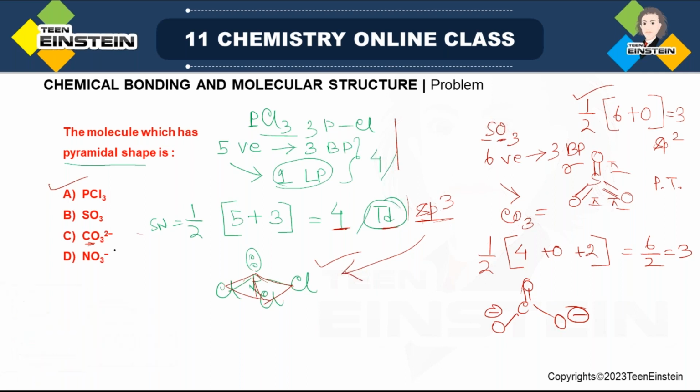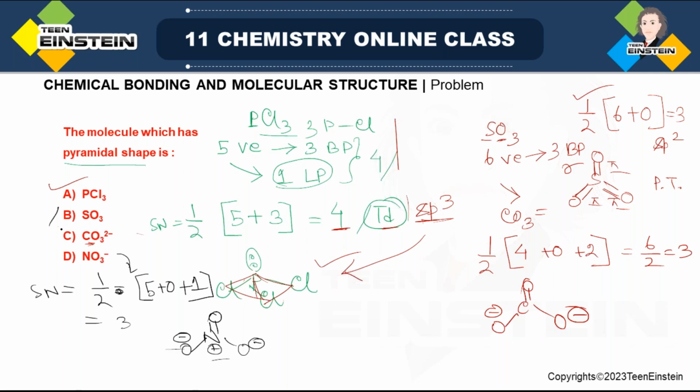And for NO3 minus also you will see half, 5, 0, 1 negative charge, 6 by 2, 3. So this should also be planar trigonal. Okay. NO3 minus, total 2 negative charge, but these 2 will be cancelled. Overall negative charge is only 1. So these 3 are planar trigonal.